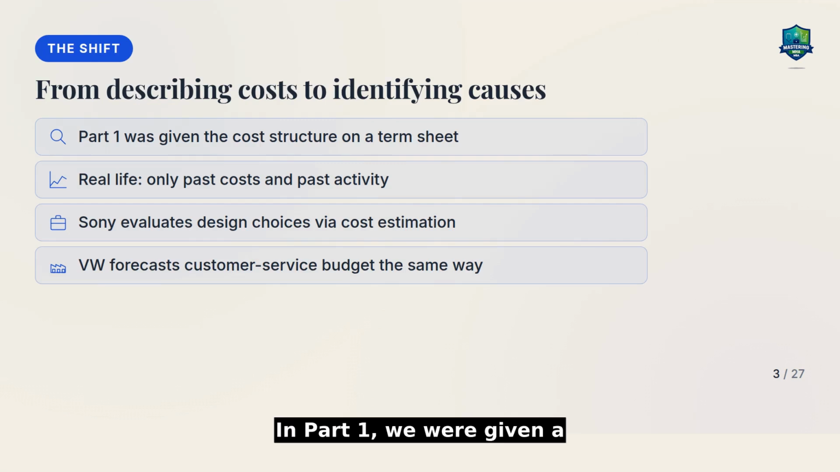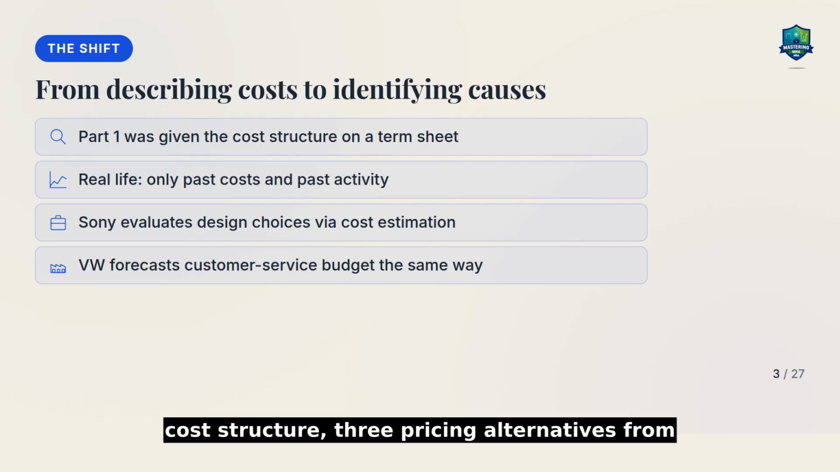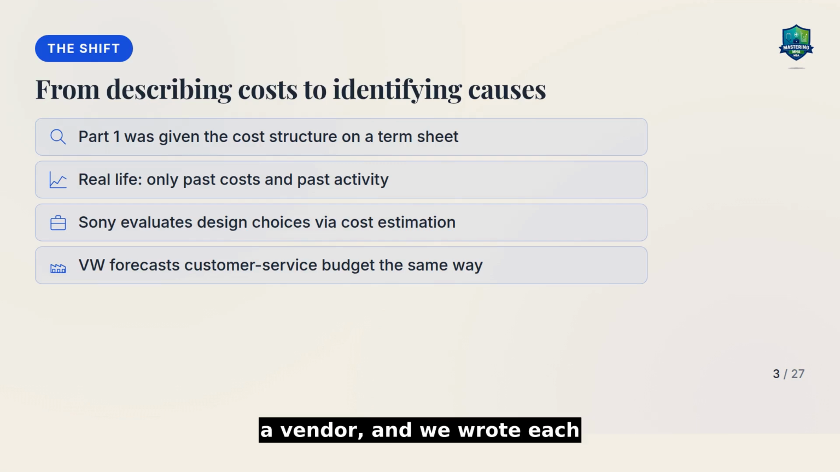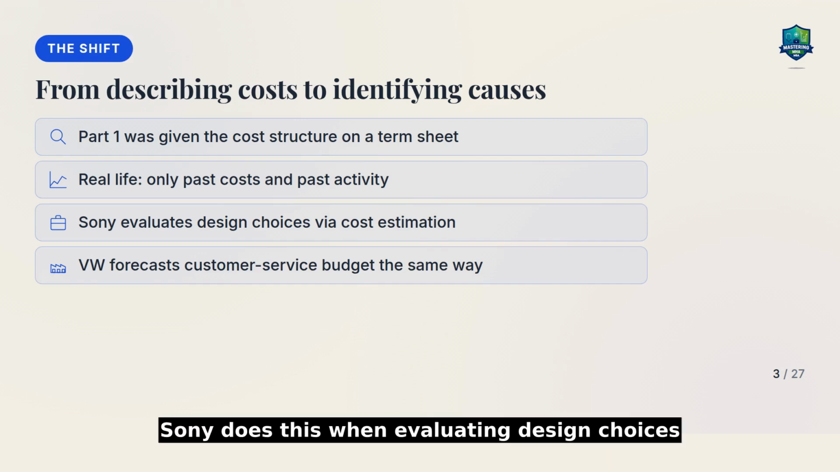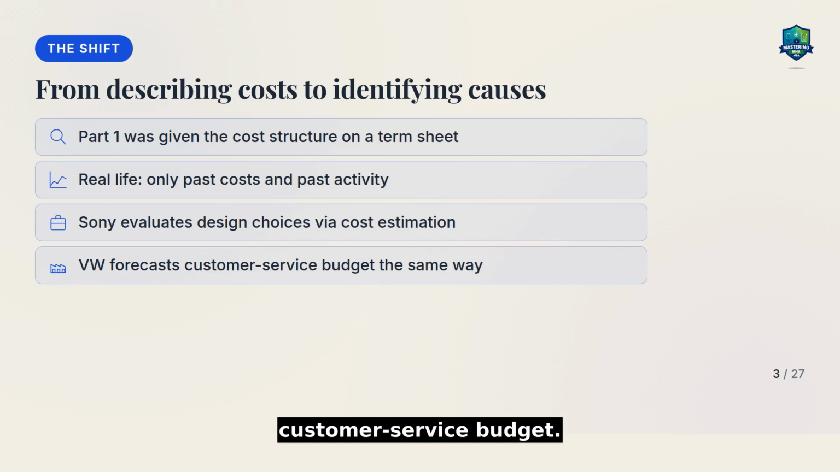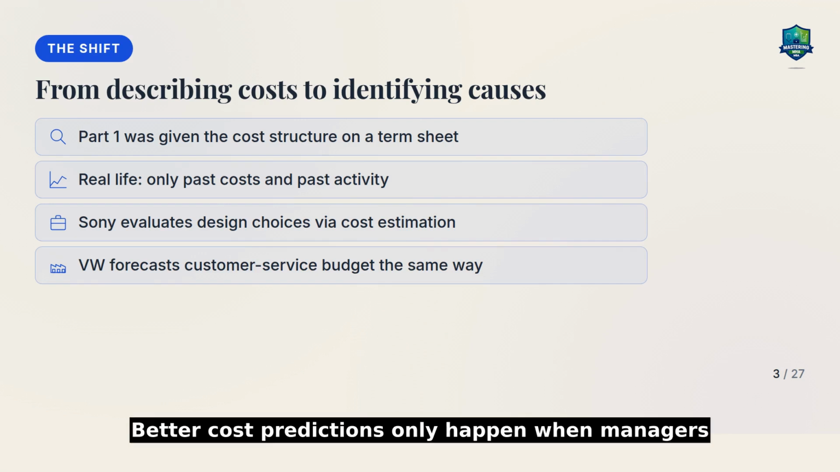Here's the shift. In part 1, we were given a cost structure, 3 pricing alternatives from a vendor, and we wrote each as a function. In real life, managers rarely get a clean term sheet. They have past costs and past activity, and they have to figure out which activity actually drives the cost. Sony does this when evaluating design choices for new TV models. Volkswagen does this to forecast next year's customer service budget. Better cost predictions only happen when managers correctly identify the factors that move costs.